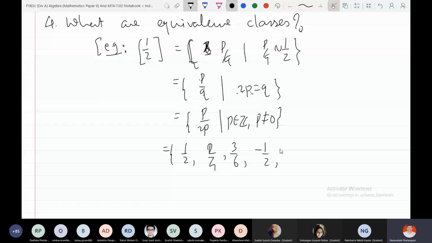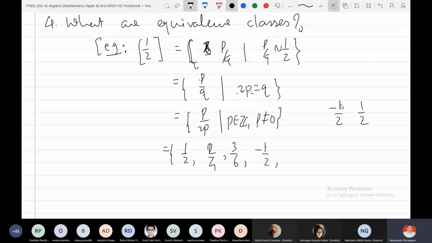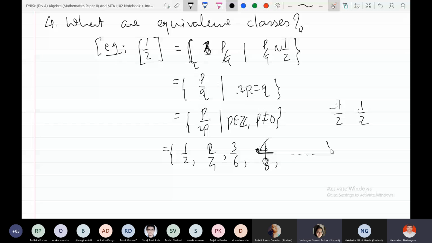What is the numerator? Okay, let us check this. Minus 1 by 2 and 1 by 2, are they in the same class or not? Not, right? Because on one side it is minus 2 and on the other side it is 2. Correct? Therefore, minus 1 by 2 is not there. So 4 by 8 is in the class, and so on. You check this.